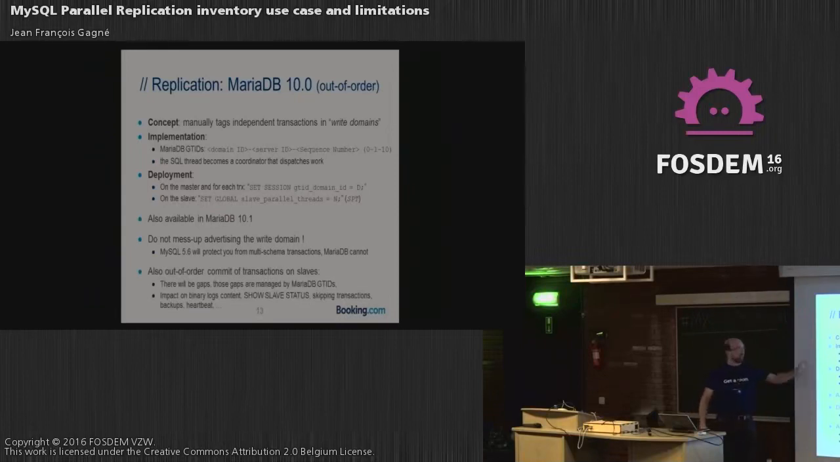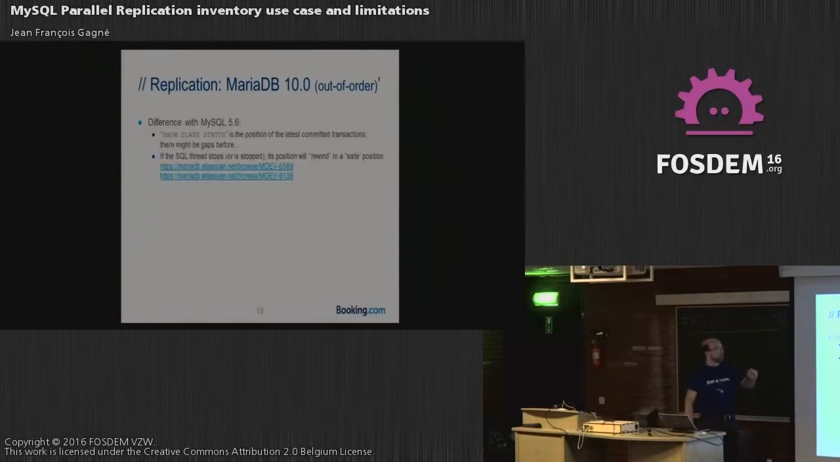And we have the same problem, like it's explicitly out of order parallel replication. So we have all the same problems as out of order commit on slave. Gaps, bin log content, show slave status, and all those things that we discussed with MySQL 5.6 can happen in MariaDB 10.0.